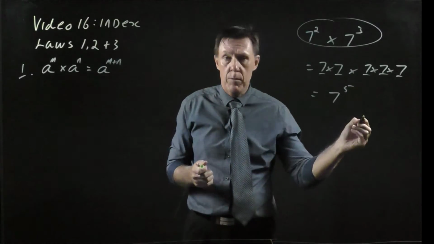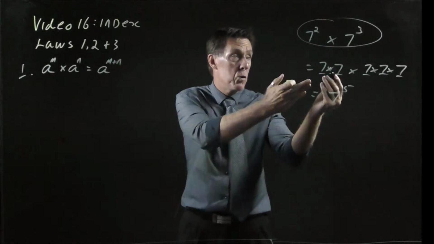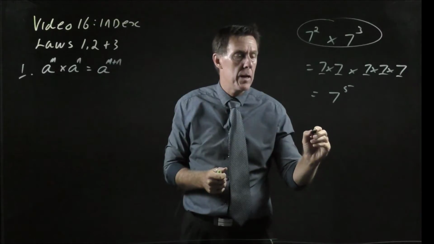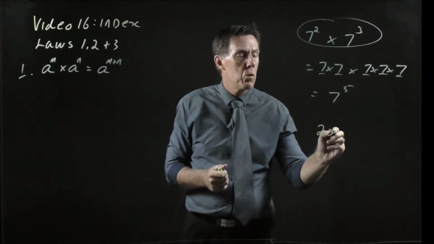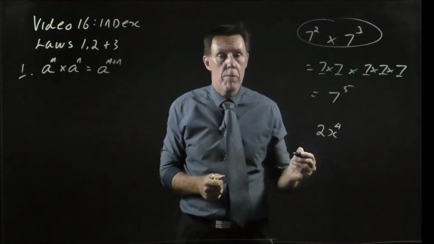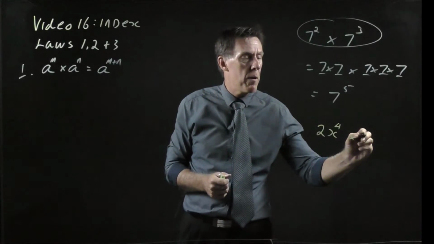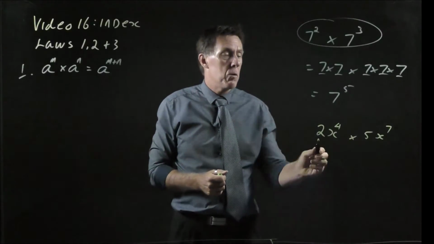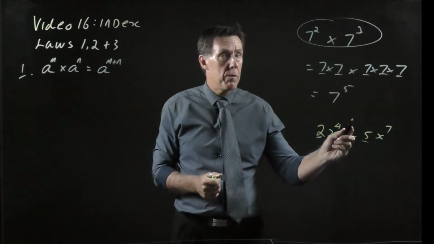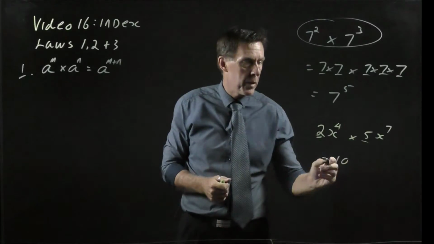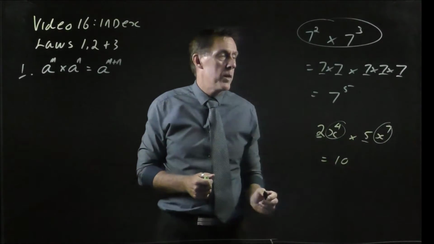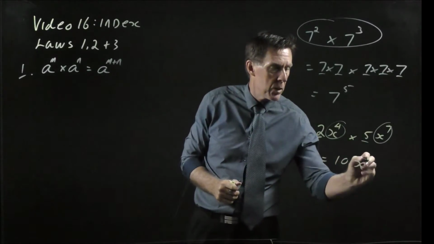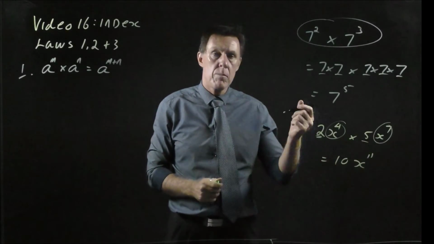Here's another example of it. We don't need to use real numbers, we can use variables. If I had, for example, 2 lots of x to the power 4 multiplied by 5 lots of x to the power 7, we just deal with the numerical parts, the 2 and the 5, times them together to get 10. X to the 4 times x to the 7, our rule says we add the indices. That becomes x to the power 11. So there's rule number 1.